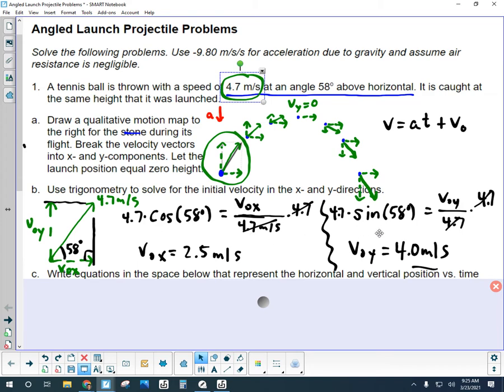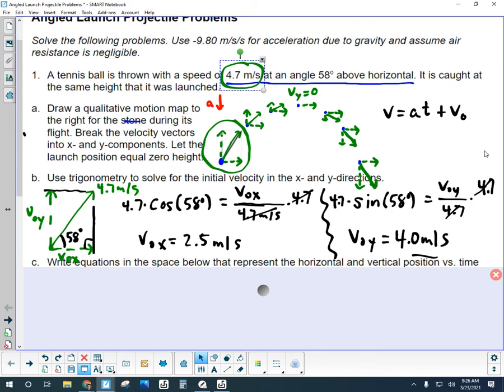And in a similar way, the starting y velocity is going to be the full 4.7 meters per second times sine of 58. And we can see, as expected, the upward velocity is bigger than the sideways velocity to start because of the 58-degree angle. Right. So any questions up to that point?